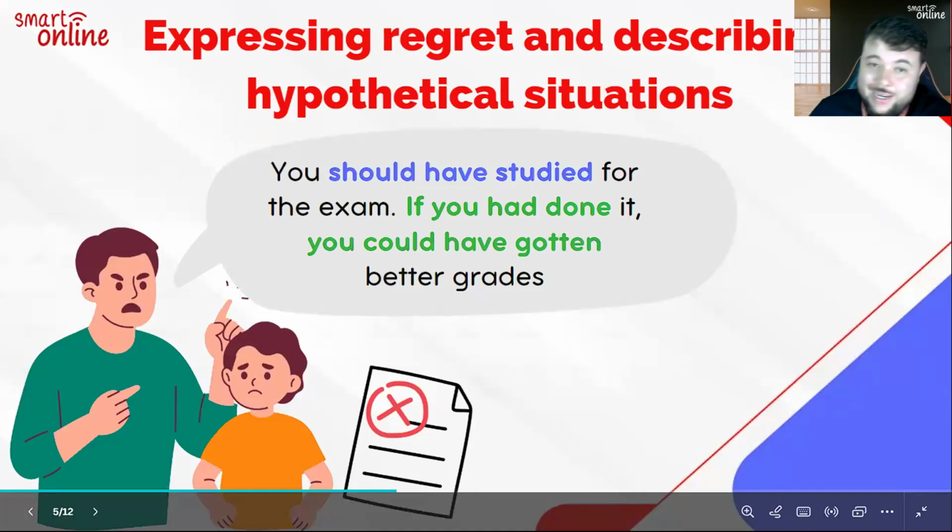Look at this. Here we have an example of how to express a regret describing a hypothetical situation. We say, hey, you should have studied for the exam. If you had done it, you could have gotten better grades. How would you translate it, guys? What would be a good translation for that sentence?